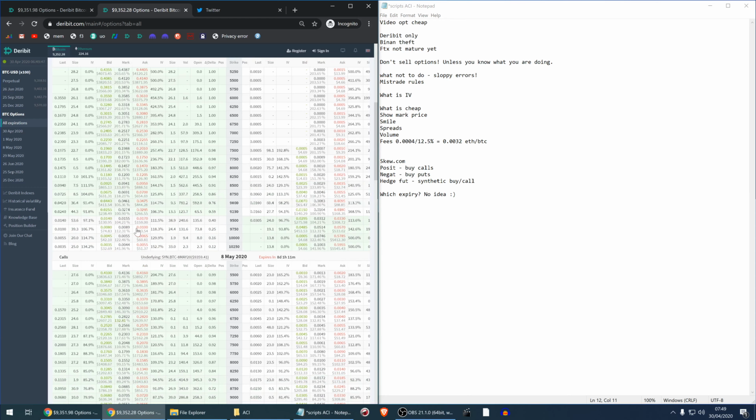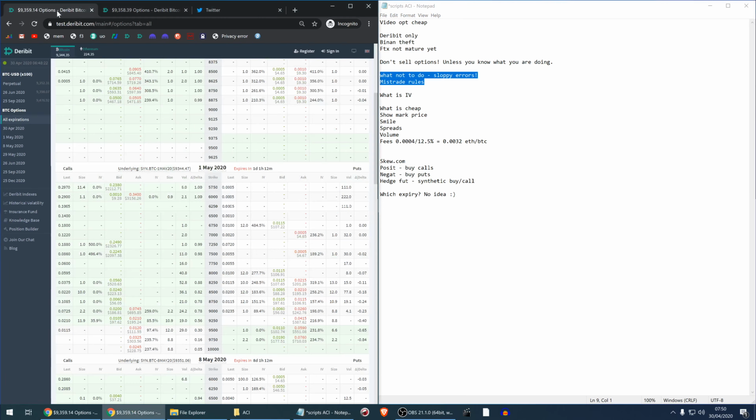I don't expect the majority of options traders, like casual options traders, to come up with the idea whether something is cheap or expensive on their own, but implied volatility is a good thing to look at. Now, don't make sloppy errors, and Bitcoin options are absolutely ripe for making silly errors.